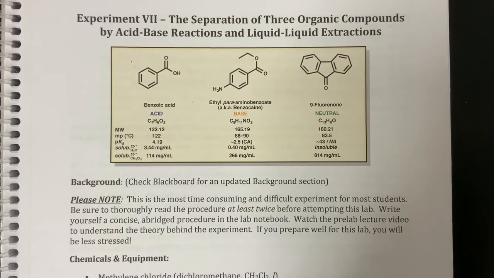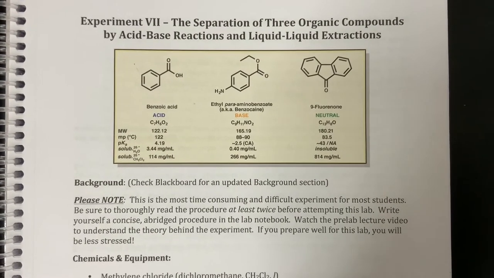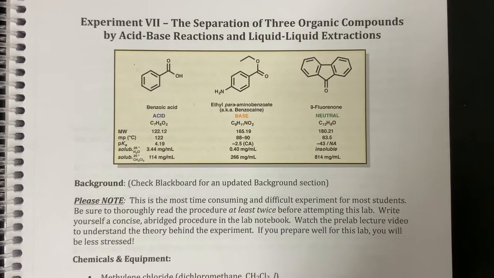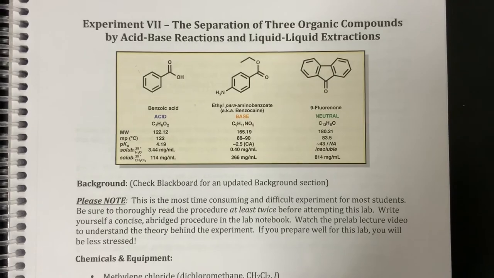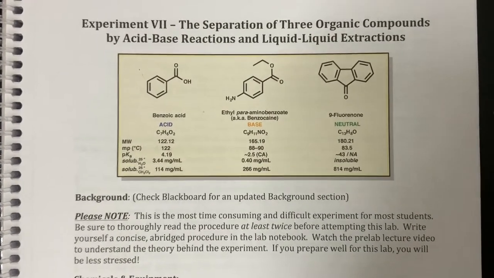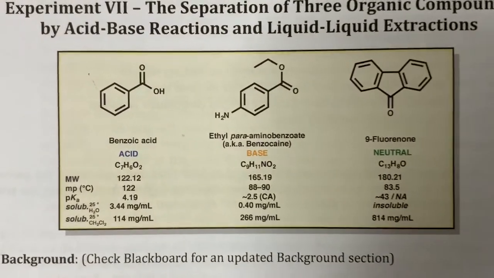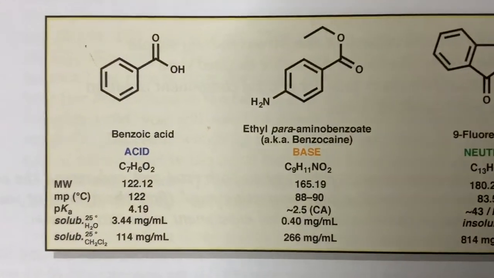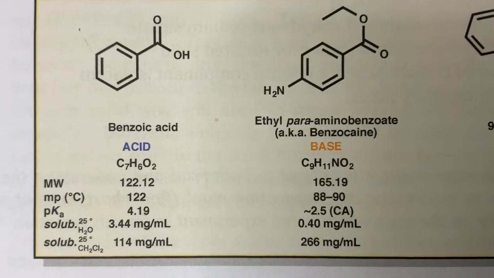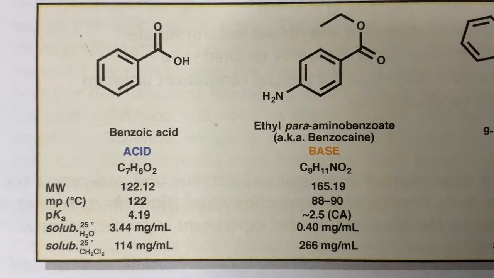In this particular experiment, we are starting with 3 organic compounds, which have different properties in terms of their acidity. And so the first compound is benzoic acid, which we dealt with in the partition coefficient experiment, and is of course an acid. It has a pKa value of 4.19.